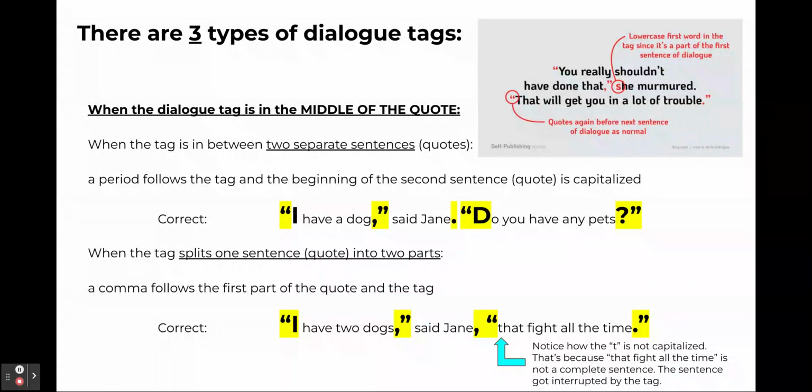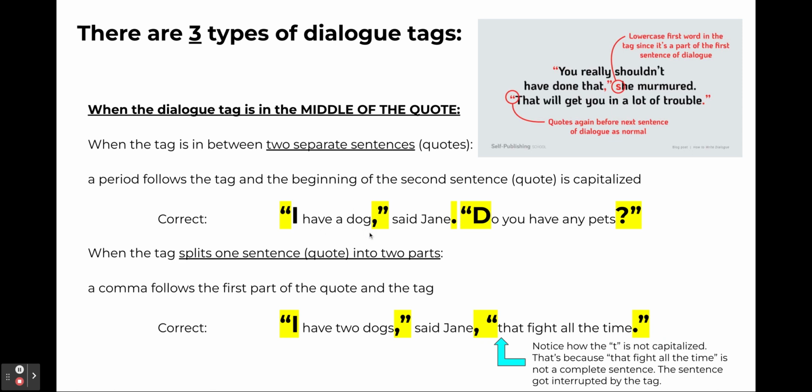Now, you can also get fancy and put the dialogue tag in the middle of a quote. So when the tag is in between two separate sentences, which would be two separate quotes, a period follows the tag, and the beginning of the second quote is capitalized. So here's an example of what it would look like.